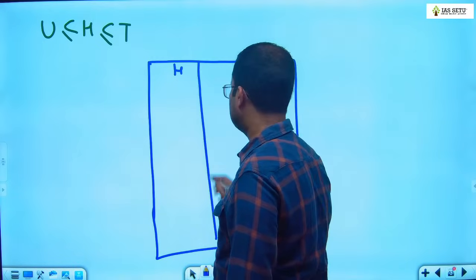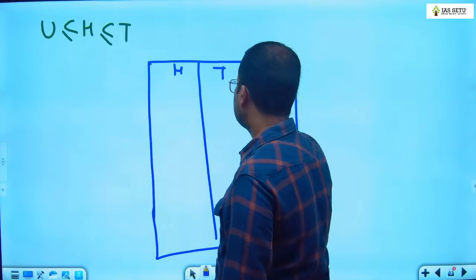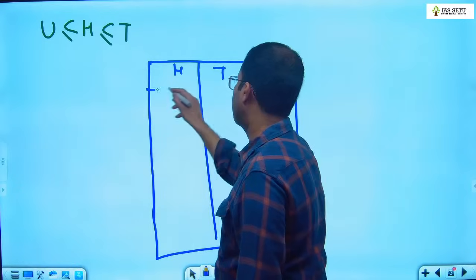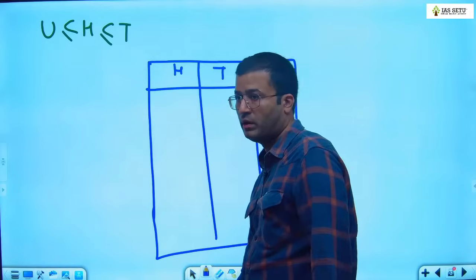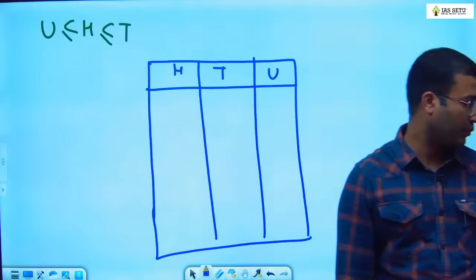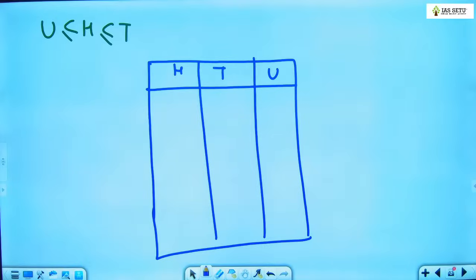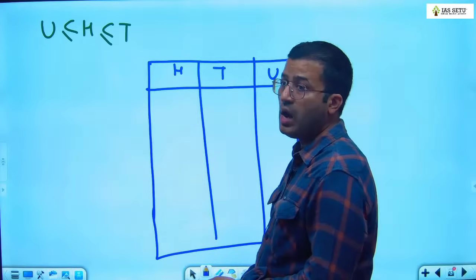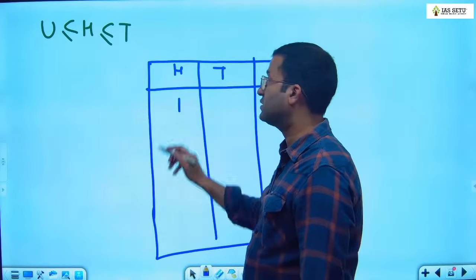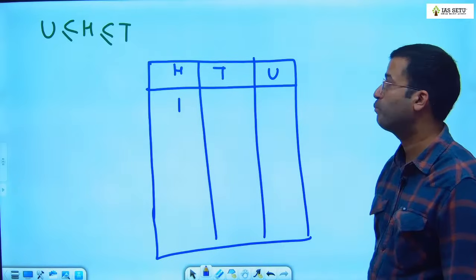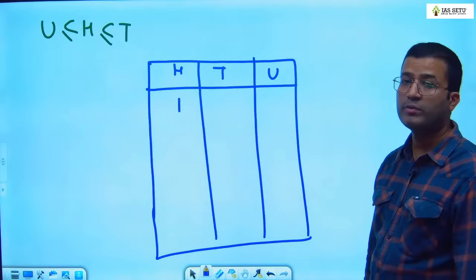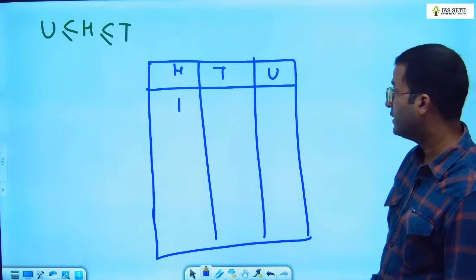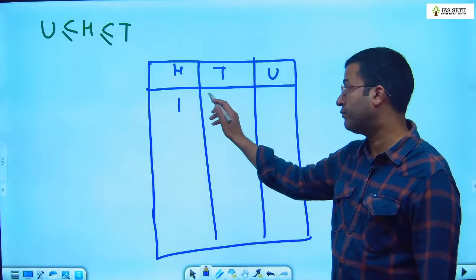100 place, 10 place, unit place. Okay. I start with 100 place as 1. What about 10 place? 10 place can be any number from 1 to 9.